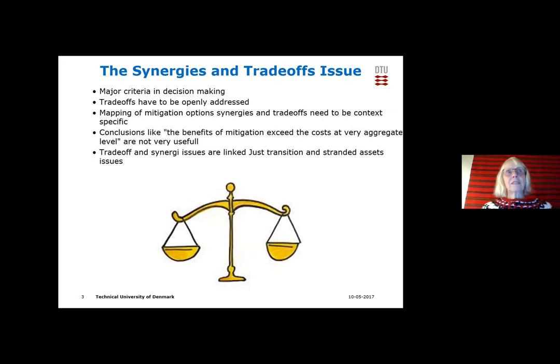We are very much, in the coming IPCC report, focusing on synergies and trade-off issues, because we think it's a major criterion in decision-making to see whether we can align climate change mitigation objectives and benefits in terms of sustainable development goals. So we are trying, based on the review of all these available studies, to map synergies and trade-offs. And we want to do it in a very concrete way.